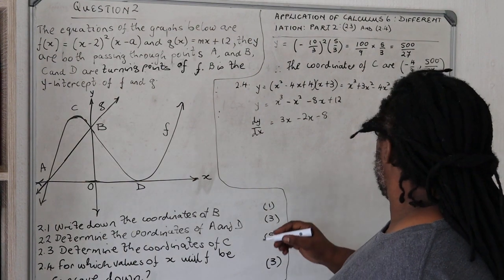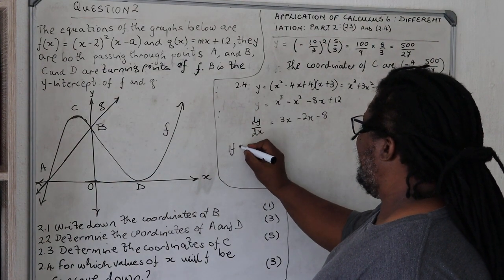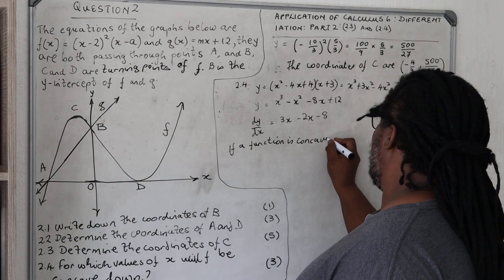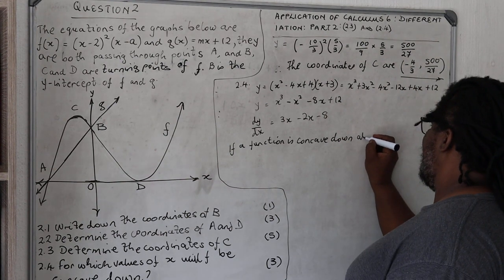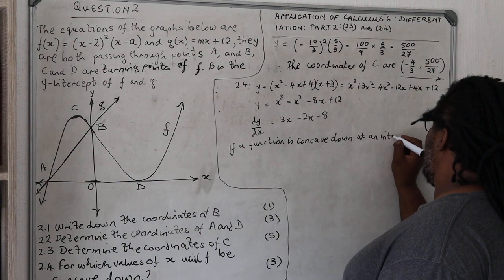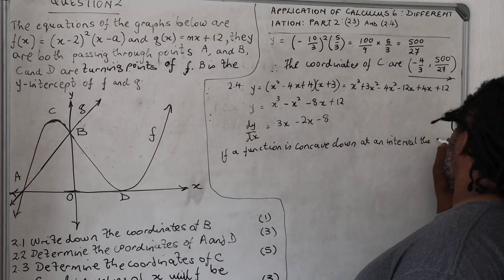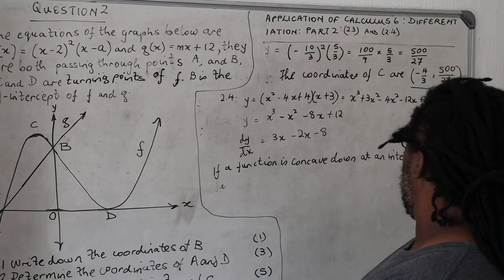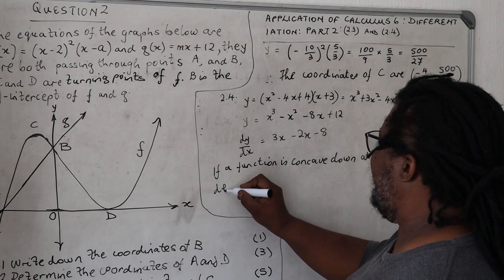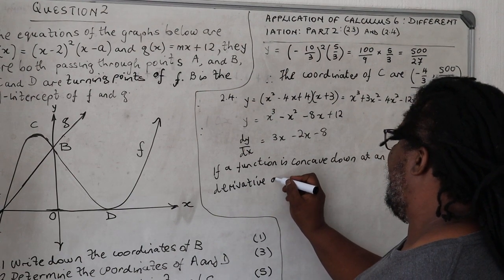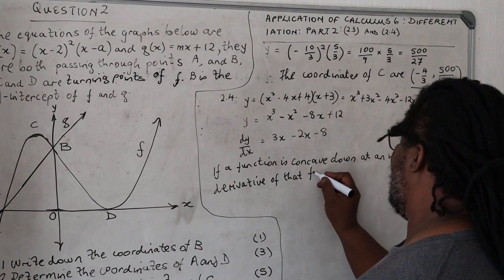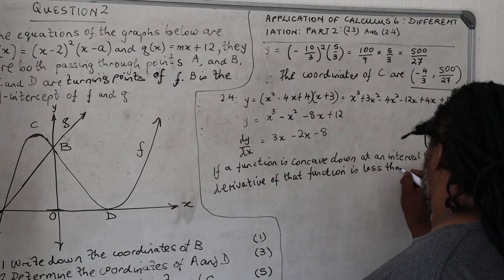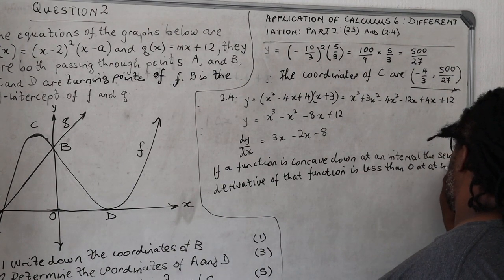So if a function is concave down at an interval, the second derivative of that function is less than 0 at that interval.